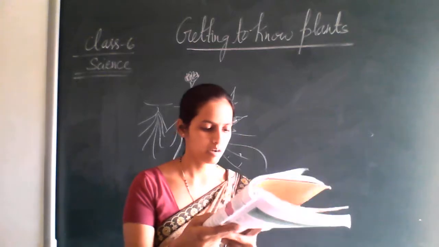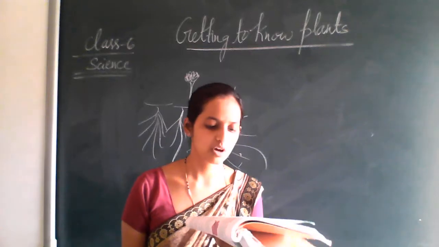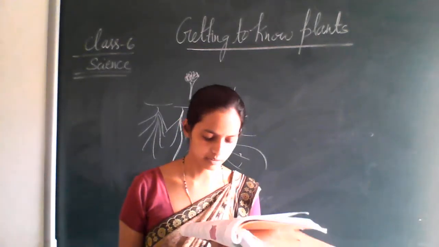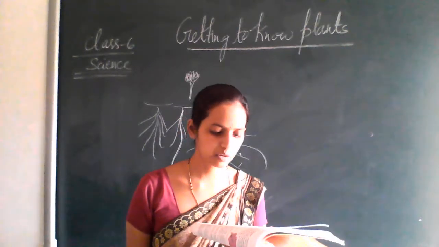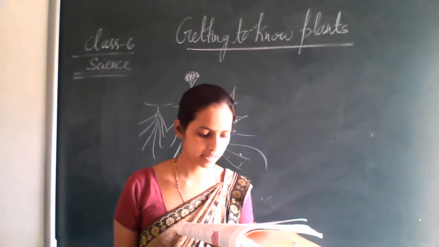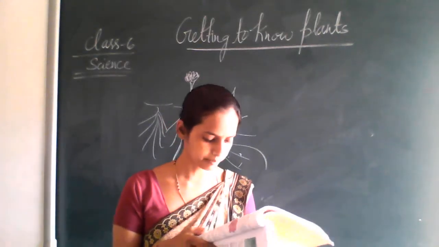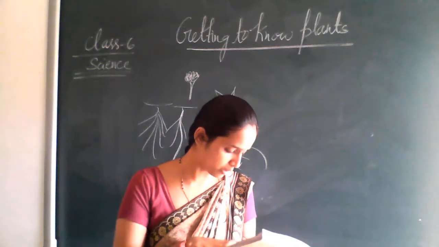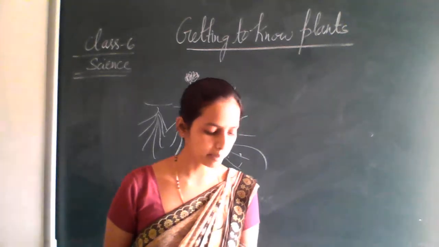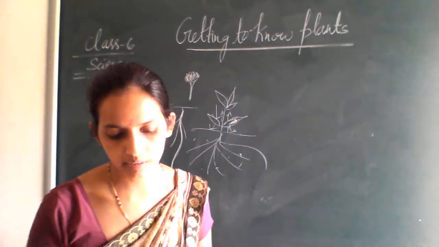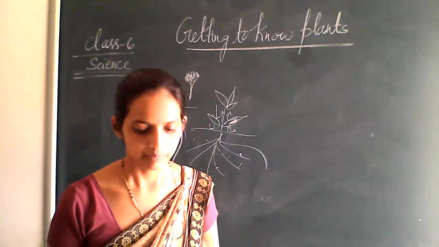Then we would require one bud and two fresh flowers each of any of the following: Datura, China rose, mustard, brinjal, ladyfinger, gulmohur. Also a blade, a glass slide or a sheet of paper, a magnifying glass, water. Observe figure 7.20 carefully. Look at the prominent parts of the flower. So today in this class we are going to study the different parts of the flower, right?